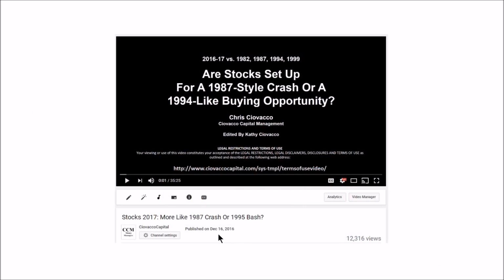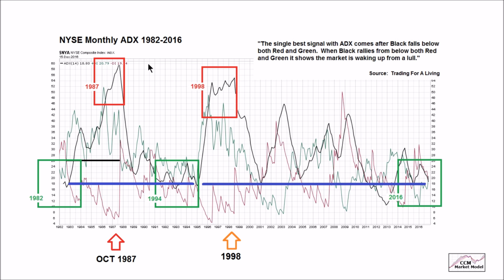On December 16th, 2016, our video looked at the question, does the present day look more like 1987, or does it look more like a 1994-like buying opportunity? The analysis that looked at monthly ADX basically reached the same conclusion that we reached looking at sentiment this week. And that conclusion is the present day, from a factual perspective, looks a lot like a favorable entry point period like 1994 or a favorable entry point period like 1982.